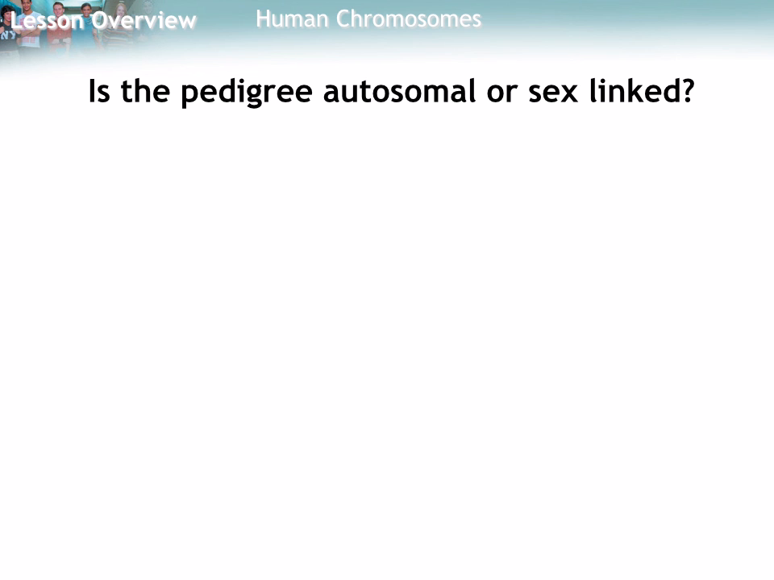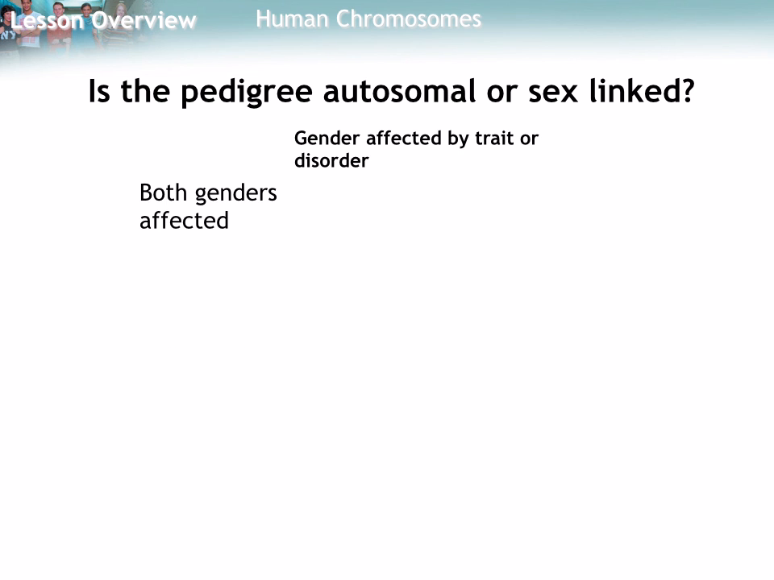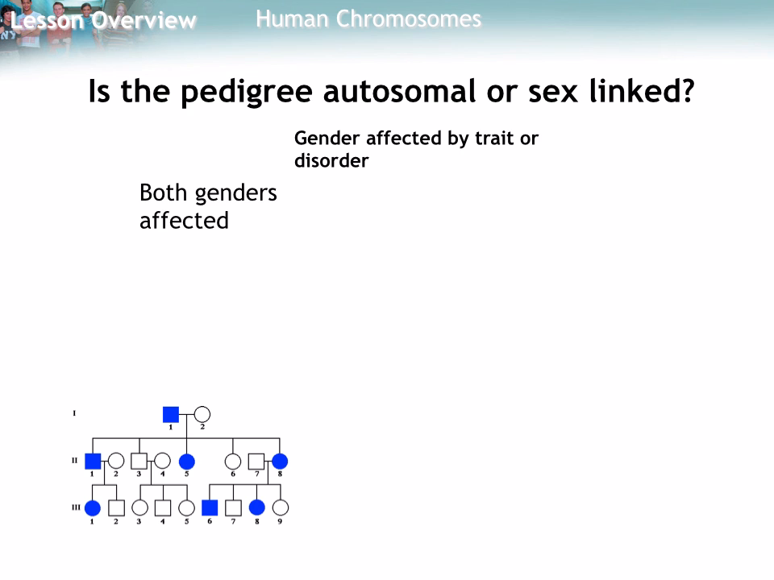Now, how can you tell if a trait is going to be found in the first 22 chromosomes, which are autosomal, or if it's in the sex chromosomes, which are sex-linked? Well, take a look at who is affected. You've got to look at their gender. So if you see that both genders are equally or pretty much equally affected, then you can say that this is an autosomal trait. It's a pedigree that shows it's autosomal.